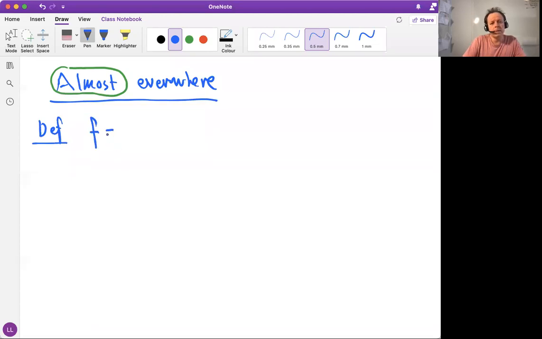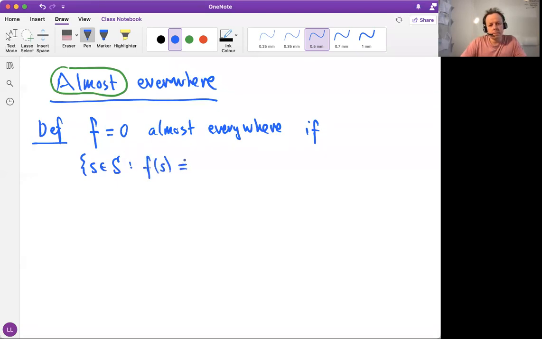A function f is 0 almost everywhere if the set of values such that f is not 0, and then we look at this set, we look at the measure of this set, is 0.